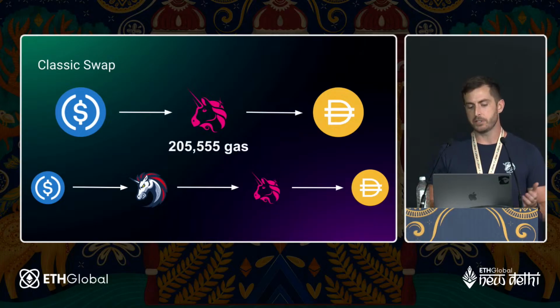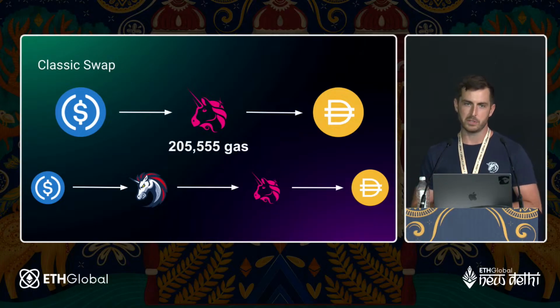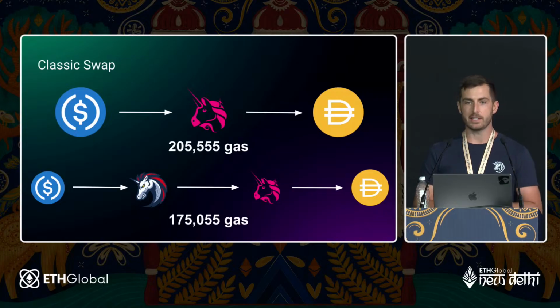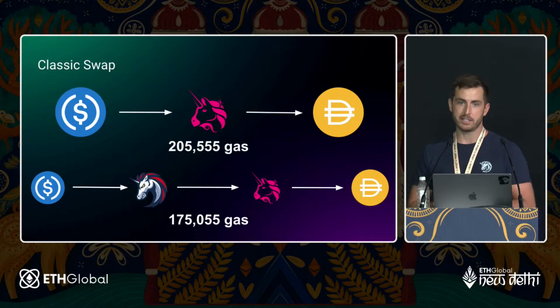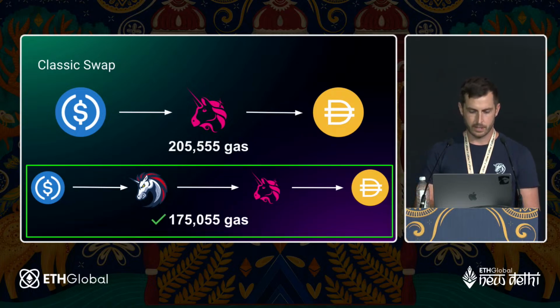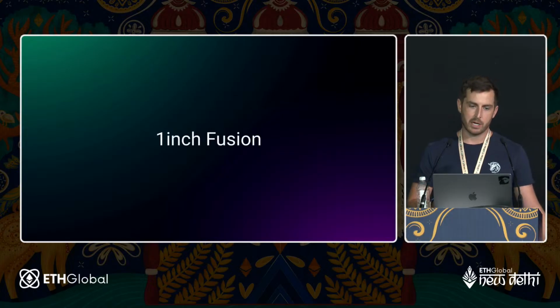So in theory, if you were to do a swap just directly through Uniswap, you'd spend hypothetically around 205,000 gas. With OneInch, we've actually optimized the Uniswap router to be more gas efficient. So if you swap through OneInch and then it ends up routing directly through Uniswap, you'll actually spend only 175,000 gas. So it's cheaper to swap through OneInch and go through Uniswap than to go swap directly through Uniswap itself. And so that's our classic swap.